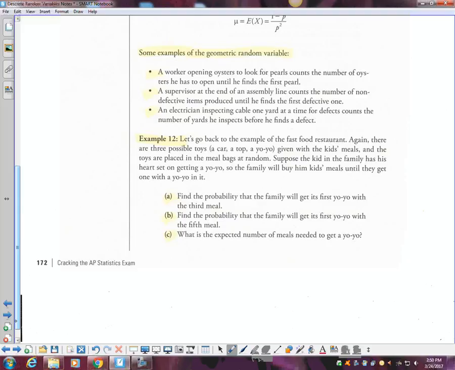So number 12, let's go back to the fast food restaurant. Again, there are 3 possible toys with a kid's meal. Toys are placed in the bag at random. Suppose the kid in the family has her heart set on getting a yo-yo. So the family will buy kids' meals until he gets one with a yo-yo in it. Find the probability that the family will get its first yo-yo with the 3rd meal. Find the probability that the family will get its first yo-yo with the 5th meal. And what is the expected number of meals needed to get a yo-yo? That's on average.